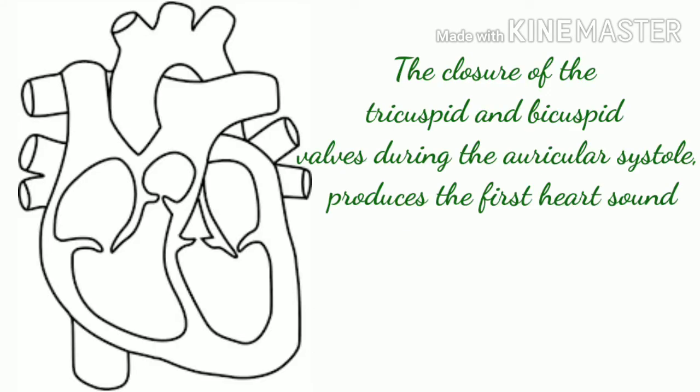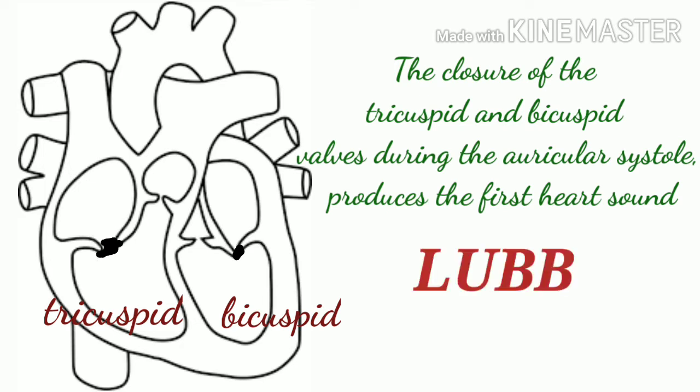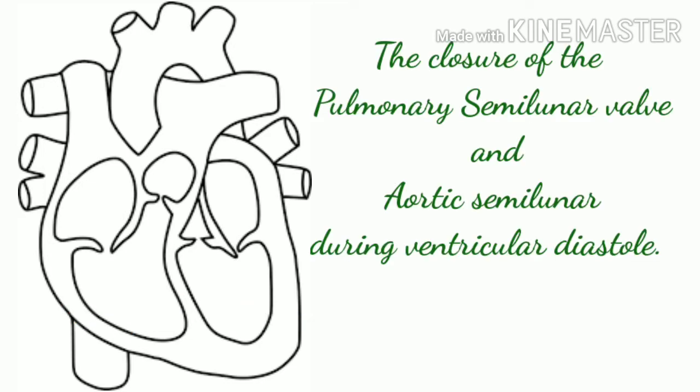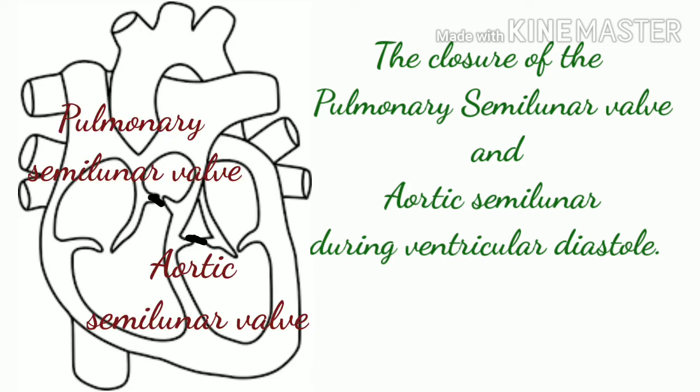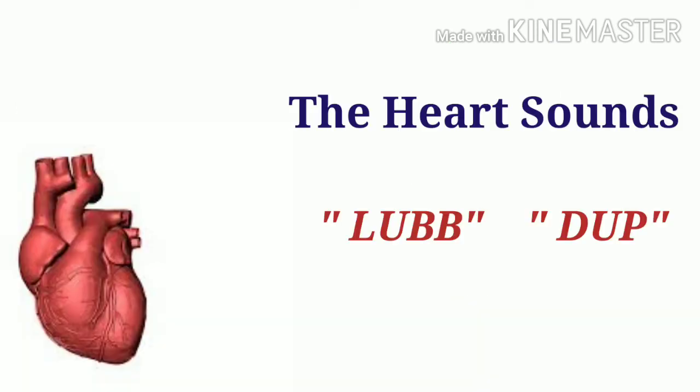The first sound is produced during the closure of the auriculoventricular valves, that is, the tricuspid and the bicuspid valves, during ventricular systole. This sound is called lub, which is the first heart sound. The second heart sound is produced during the closure of the pulmonary semilunar valve and the aortic semilunar valve during the ventricular diastole. This sound is called dub, which is the second heart sound. So, the heart sounds are lub and dub, which together constitute this sound.